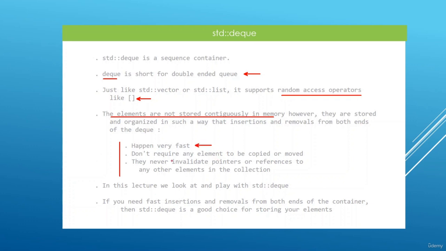This is a requirement, and we don't require to move or copy elements as we add and remove stuff, and this is really cool. Another thing is that our iterators don't invalidate when we add elements. So when we add a new element, the iterator is going to keep pointing to the same thing it was pointing to. This is my understanding of this statement here. So in this lecture, we're going to play with Deque and see some things you can do with that. Again, it is designed for fast insertions and removals from both ends. So if that's what you need, Deque is going to be a really good choice.